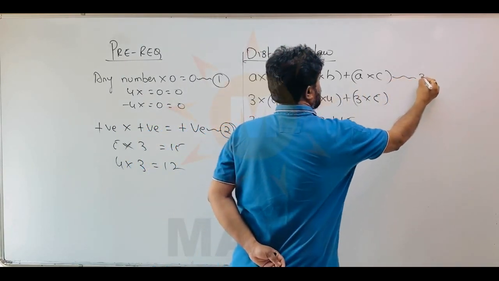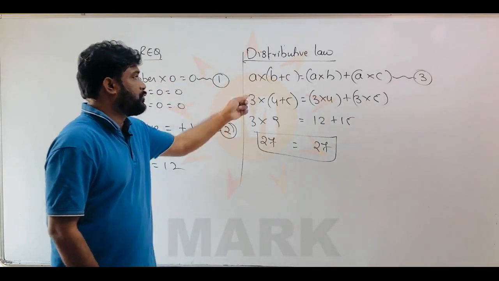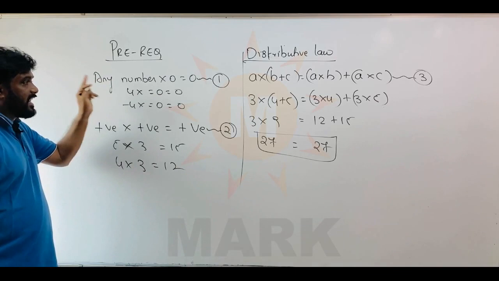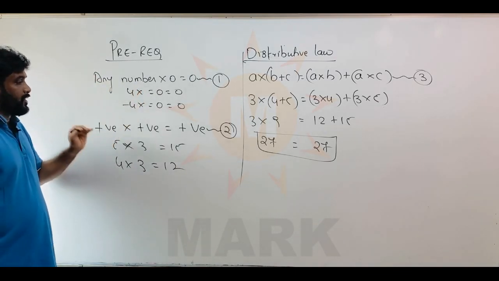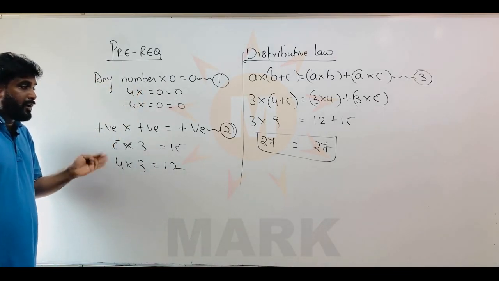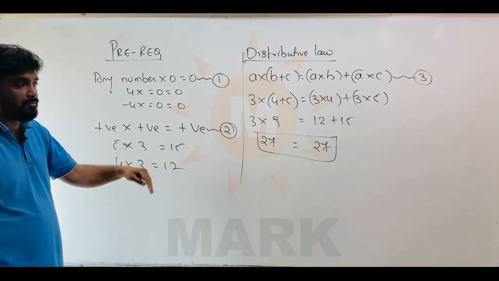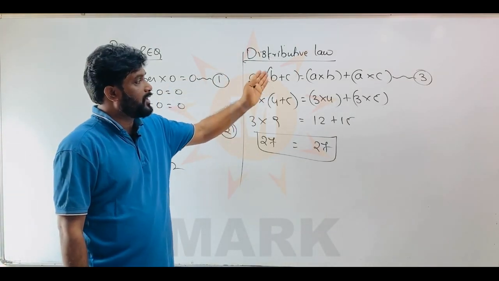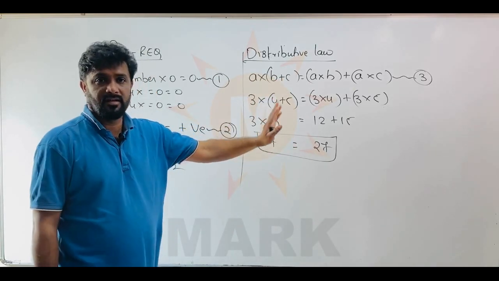What is distributive law? The third prerequisite, A into B plus C is equal to A into B plus A into C. So first prerequisite is any number into 0 will give you 0. The second prerequisite is positive number into positive number will again give a positive number. The third prerequisite is distributive law, A into B plus C is equal to A into B plus A into C.